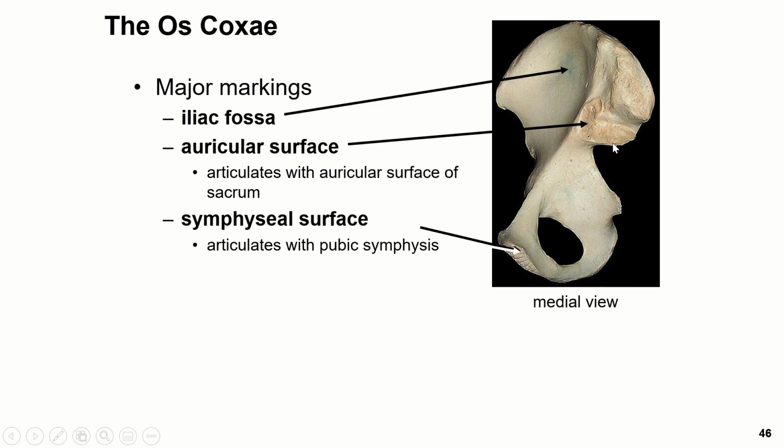Okay? All right. On the front, we have a little flat, rough spot called the symphysial surface, which is where the pubic symphysis goes. So the symphysial surfaces of the two os coxae go together with the pubic symphysis between it, and that's a pad of fibrocartilage.